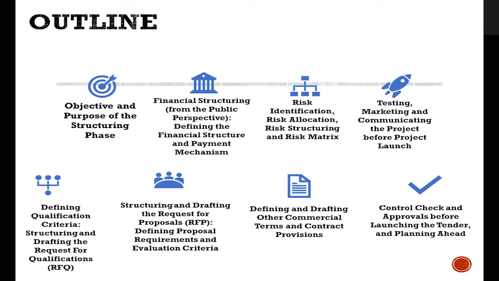Testing, marketing, communications, and communicating the project before project launch is also part of this phase. Defining qualification criteria, in terms of structuring and drafting of request for qualification, structuring and drafting the request for proposal, defining proposals requirements, and then evaluation criteria, defining and drafting other commercial terms and contract provisions, and control checks, approvals before the launching. Before launching the tender and planning ahead.